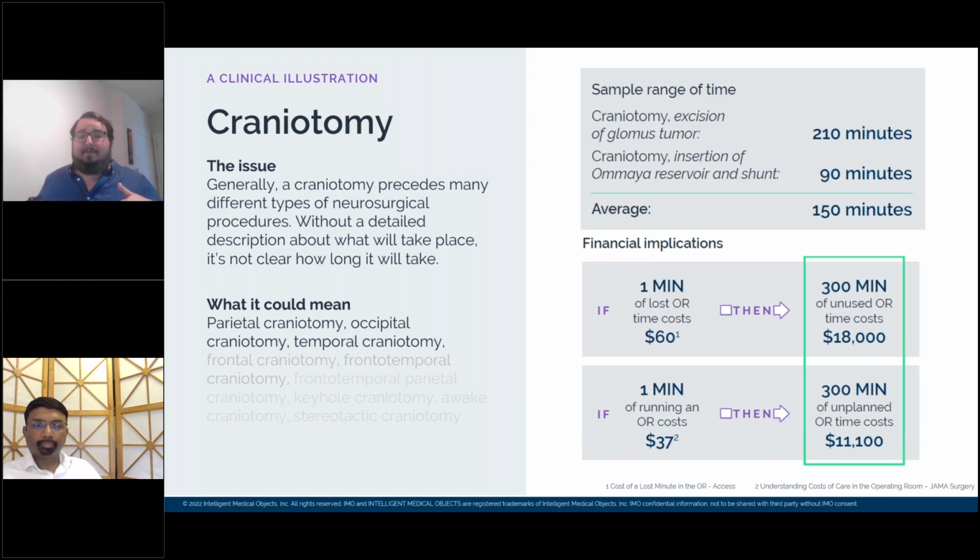On the flip side of that, if you schedule 5 cases with the same average of 150 minutes, where they're all really craniotomy excision of glomus tumor, that means 60 minutes of extra case time are needed per case. So that's going to result in potentially up to 300 minutes total, or 5 hours, of unplanned overrun time in your OR that can cause delays in the start time of subsequent cases and potentially even lead to cancellations. And we didn't even factor that into the cost here.